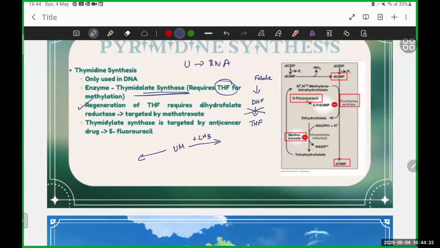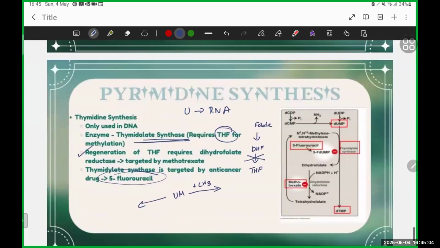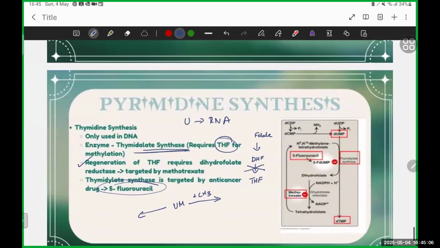Thymidylate synthase is targeted by the anti-cancer drug, uracil analog. This is another analog like methotrexate itself. So thymidylate synthase was used to make the TMP, which is used in DNA. Now I'm going to stop the synthase, and because of this there's not going to be TMP. If there is not going to be TMP, there is not going to be DNA. That was basically it.